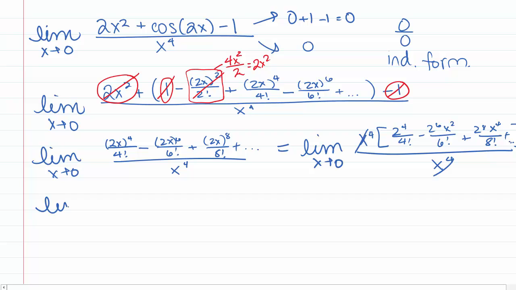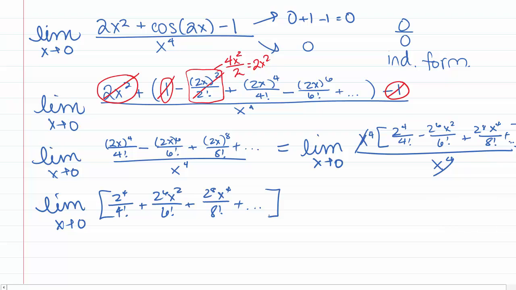Now, canceling those x to the fourth because the number over itself is 1, we are left with looking at the limit as x goes to 0 of 2 to the fourth over 4 factorial plus 2 to the sixth x squared over 6 factorial plus 2 to the eighth x to the fourth over 8 factorial plus dot dot dot. And note that this term is multiplied by x squared, so it's going to go to 0. This term is multiplied by x to the fourth, it's going to go to 0. And all these other remaining terms at the end are also all going to go to 0 because they have powers of x in them. And the only thing that's going to be left is that 2 to the fourth over 4 factorial, which is 16 over 24, or 2/3.